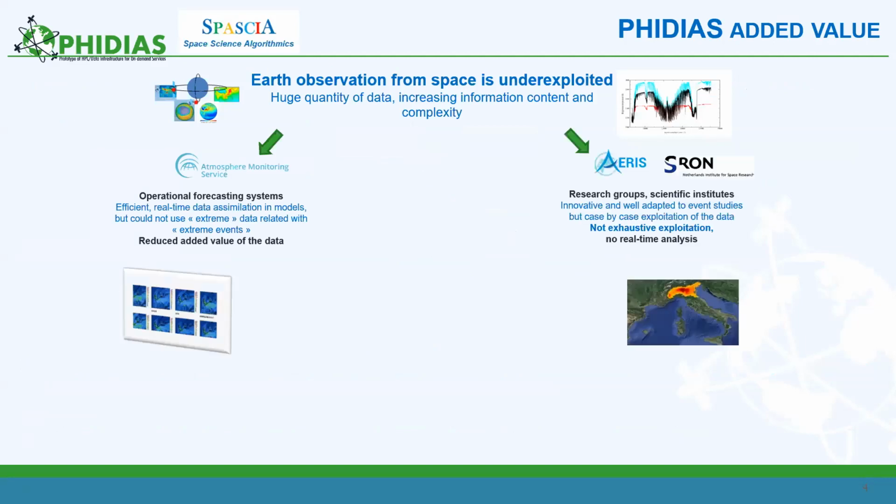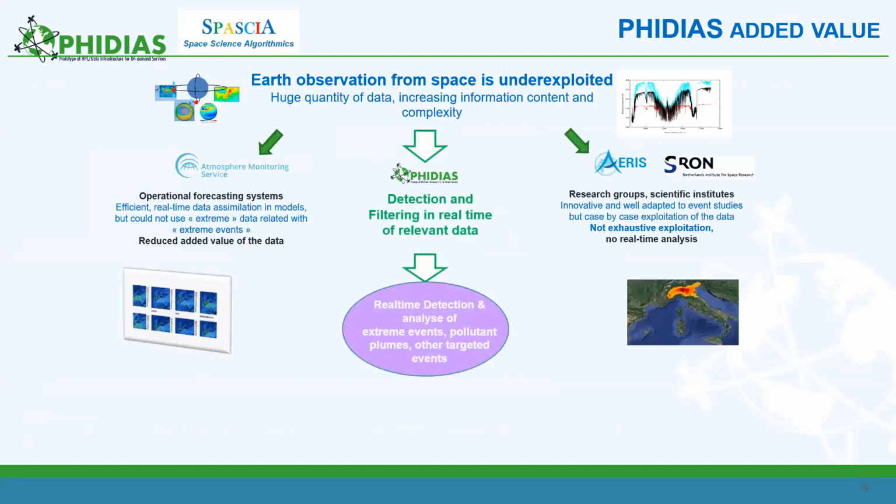So just to give a brief overview of what we expect in terms of added value in the context of a lot of already done work to make good use of that information from space. PHIDIAS could be a sort of third way or alternative way in the middle of the operational use of the observation from space, which is already efficient and well in place, based, for example, on the CAMS service, the Copernicus Atmospheric Monitoring Service, which is able to use and assimilate operationally within forecasting systems the space-based information.